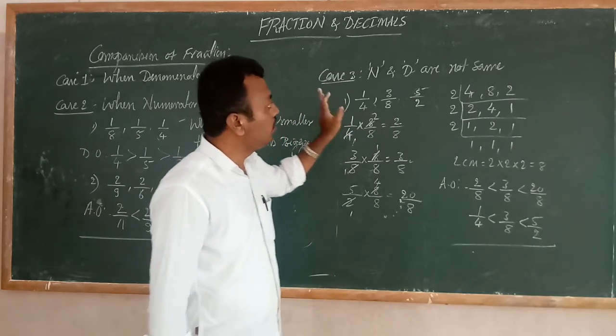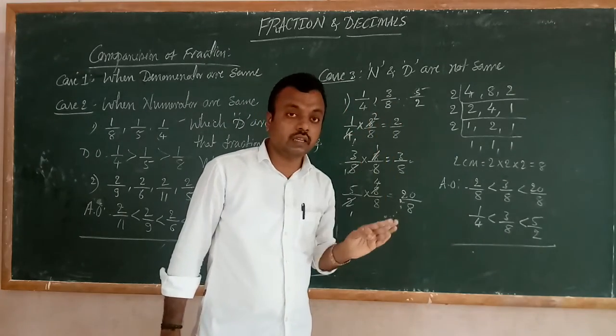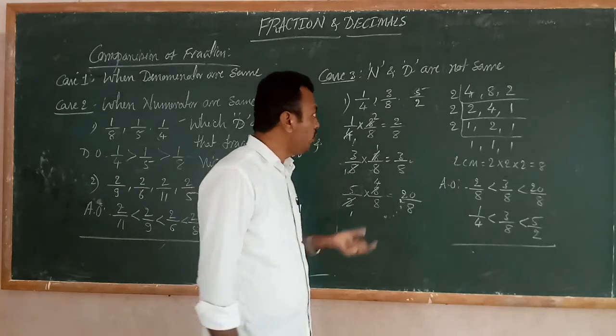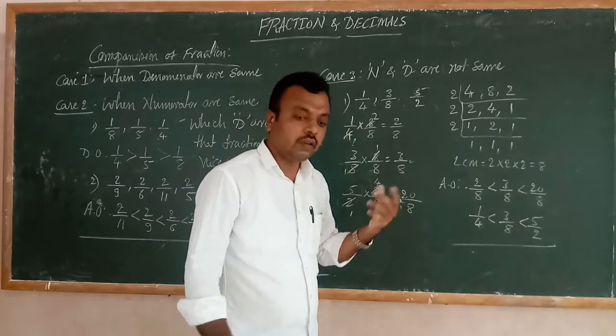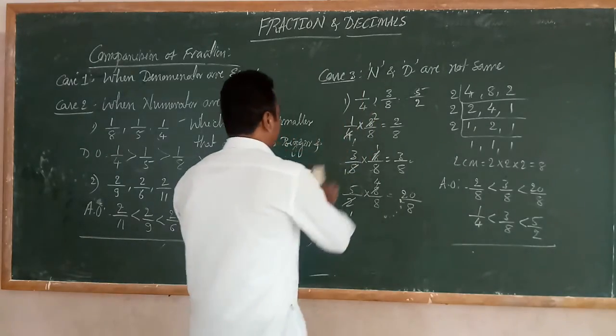So like this, when the numerator and the denominator are unequal or not the same, then you have to apply this rule. Okay. I will show one more example. See students.